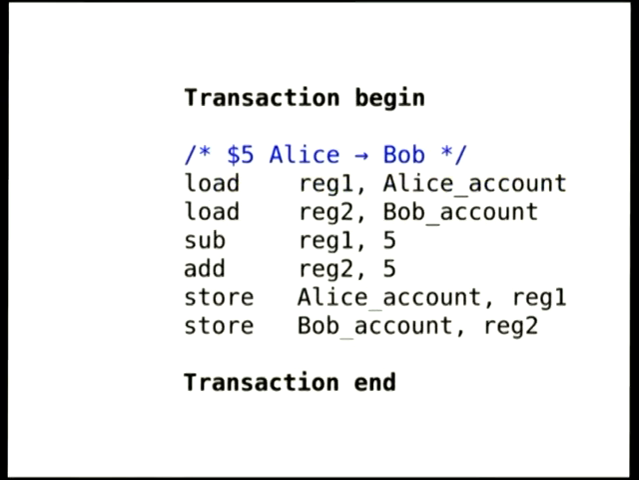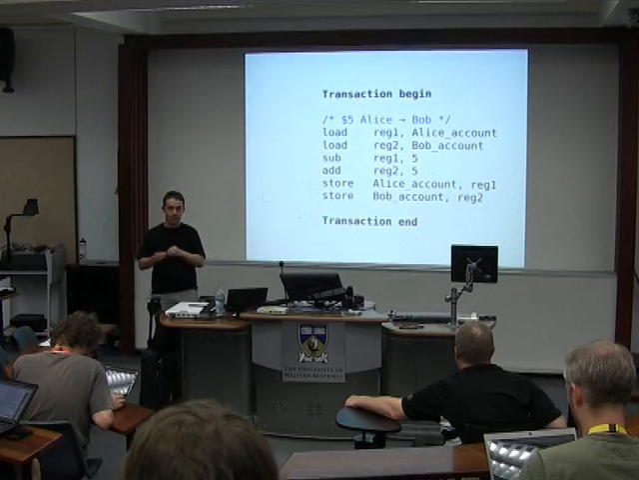Maybe it becomes a little bit more interesting with our transferring money from Alice to Bob. You've got two loads at the top, load the two accounts, add to one, subtract from the other, and then store both of those. So there you've actually got two stores, so someone doing the same code will only ever see both of those stores or neither of those stores.